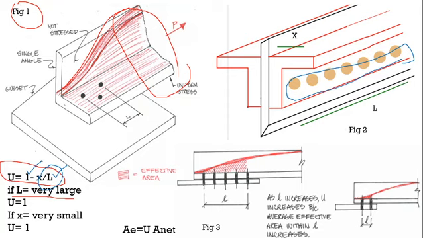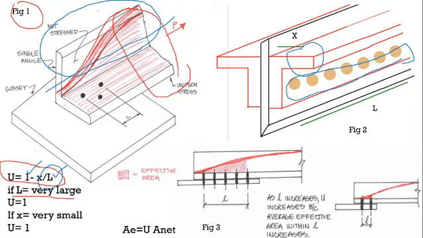U equal to 1 means the stress distribution is even and uniform. The second case may arise when X is very small. You know what X is. X is the centroid of this projecting or protruding part, the protruding leg. You may see here that this is a protruding or projecting part of this angle, of this connection. Now, if X becomes 0, I mean you remove this part, then the stress distribution will again become uniform and even. It means U will become 1.